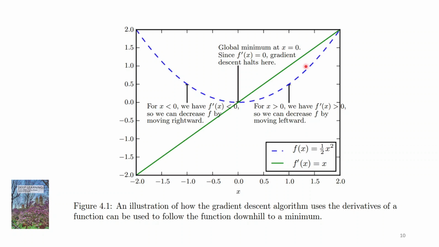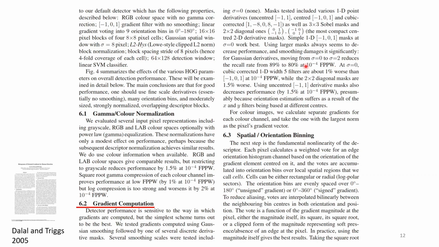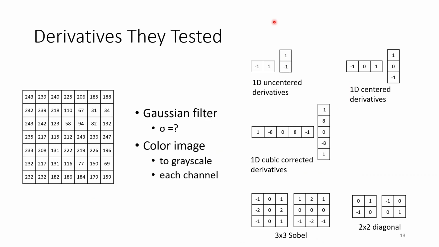Okay? However, this is the mathematical definition. And given that images are discrete numbers like this, how do we calculate the derivative of any point? In their paper, section 6.2, they describe how they calculate the gradients of any pixel. You can see here, they tried several derivatives, and I drew the figures like this.